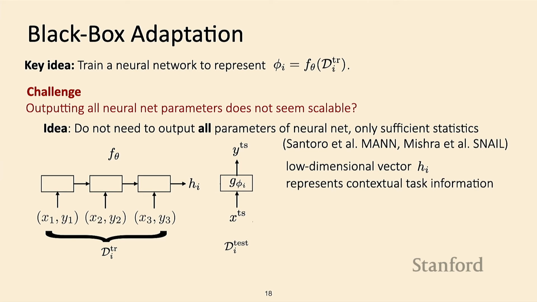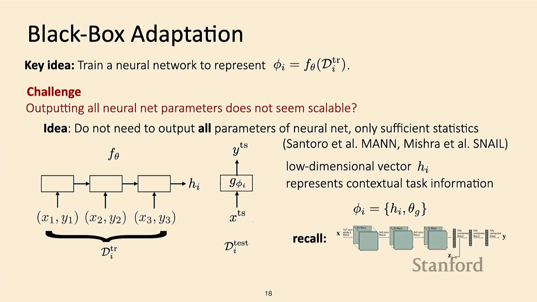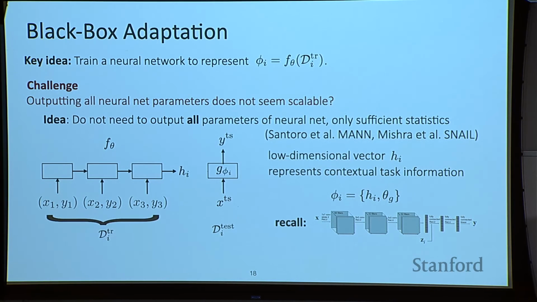One thing that's intuitively nice about this low dimensional vector is you can think of it as representing contextual task information. If we remember back to multitask learning, where we had this task descriptor z i, you could think of h i as a form of task descriptor that we're inferring from data. And then we're just passing that h i into a neural network in order to make predictions for that task.